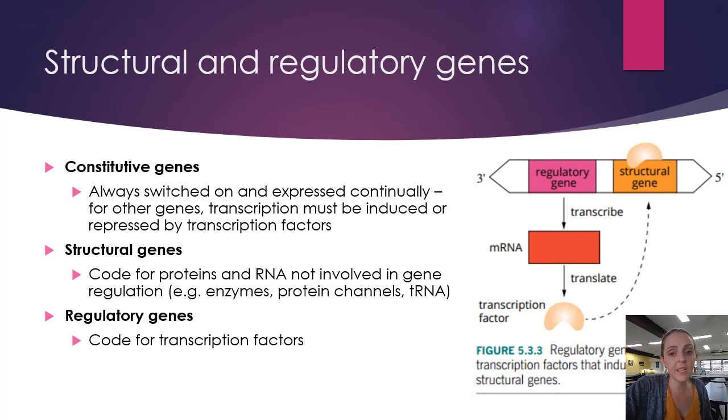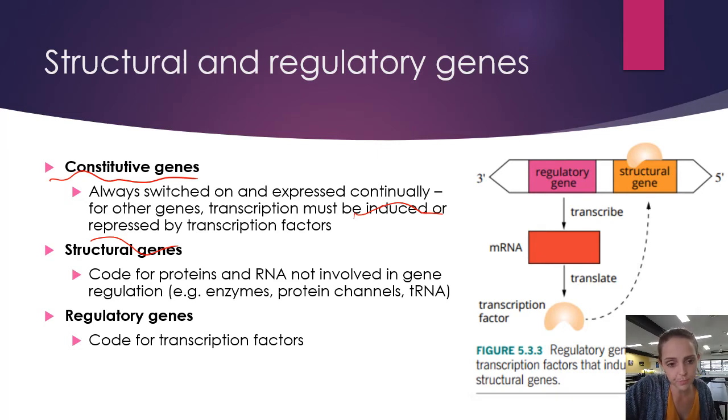Now, in terms of genes, we have two main types of genes, structural and regulatory. Another term that's used for genes is constitutive genes. A constitutive gene is a gene that's always switched on and it's expressed continually. Not many of our genes are constitutive genes because they're often either switched on or off depending on what's going on in the body. Most genes need to be induced or repressed, so switched on and off, using our transcription factors that we mentioned.